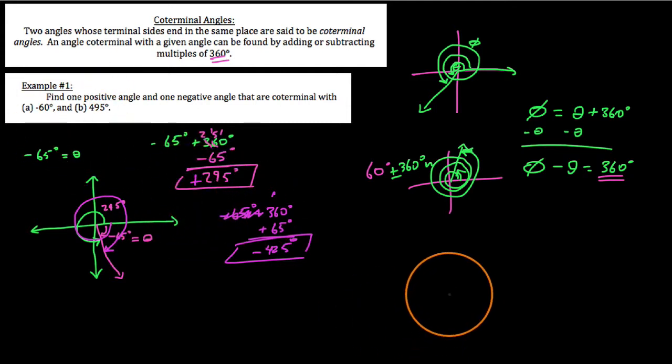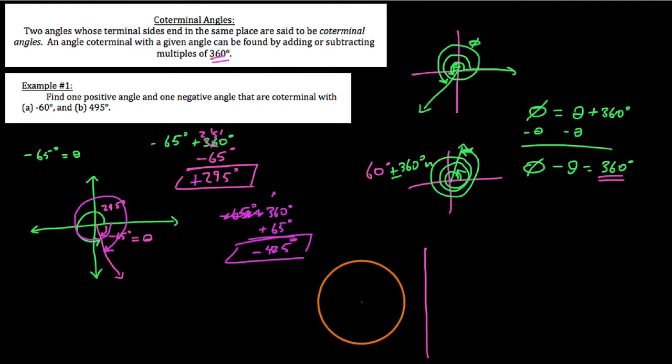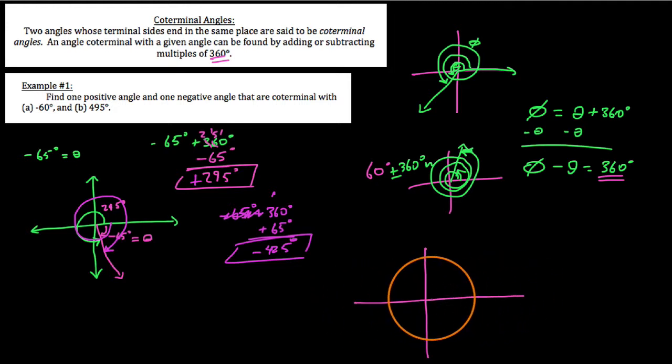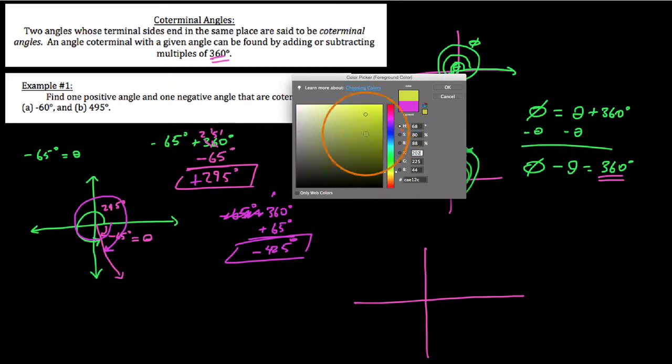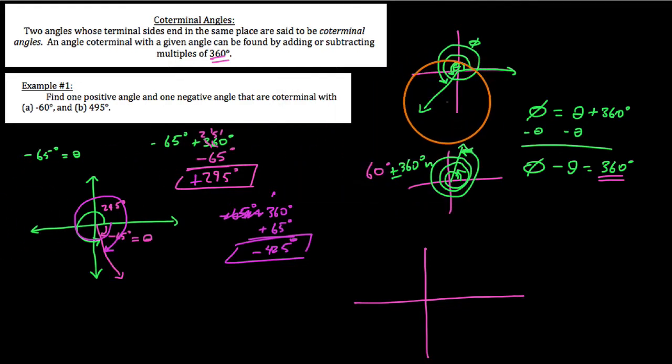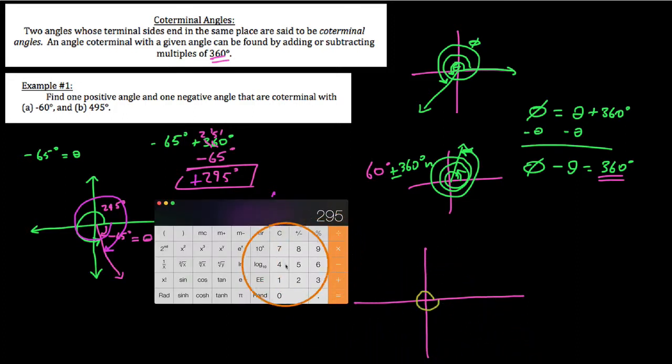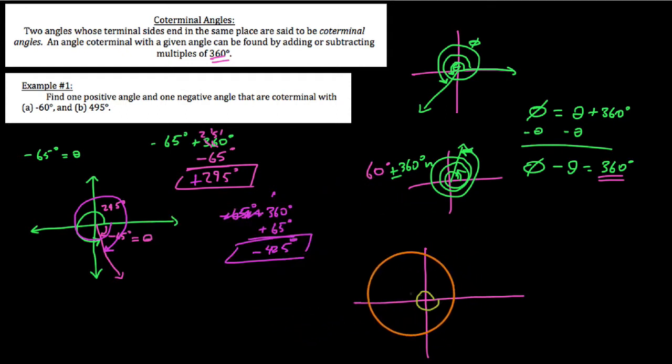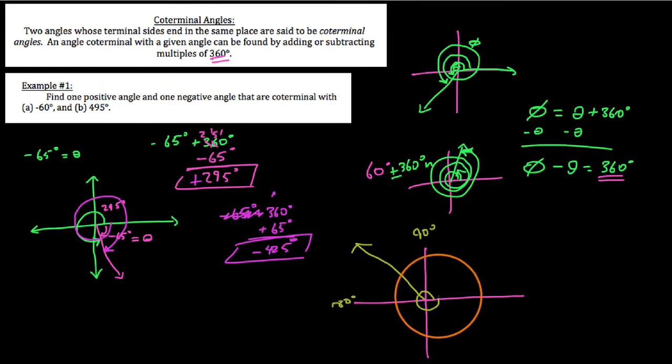Again, I want to try this with a 495. Now 495 to begin with already rotates around one full time. Actually, I should choose a different color here. Okay, it already rotates around one full time, and then how much more? Well, we're going to have to take that 495 and subtract off 360 from that. We get 135. So 135 is 45 degrees short of 180, which is right here. It is 45 degrees past 90, which is right here. So another 135 on top of that would be this guy right here.